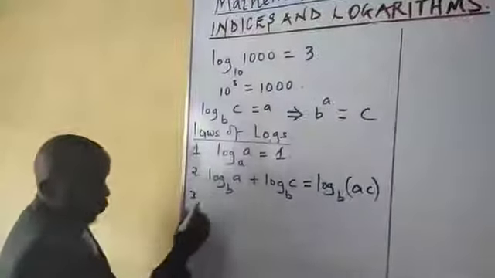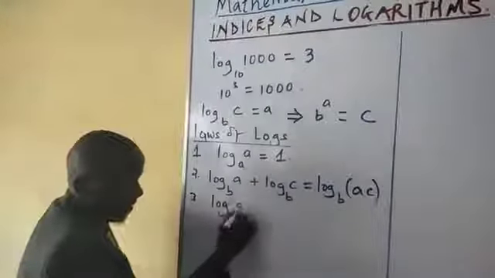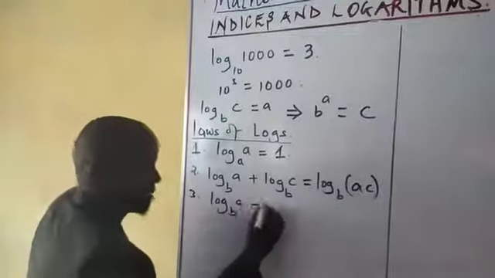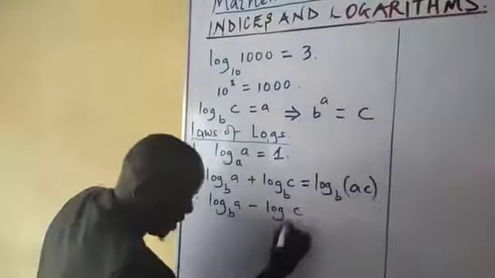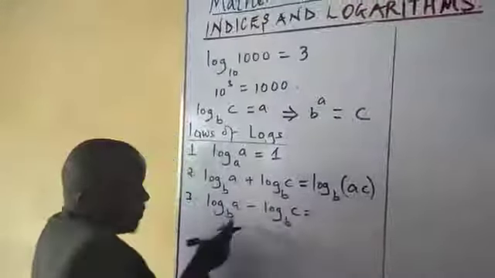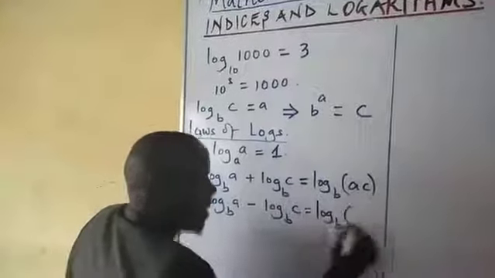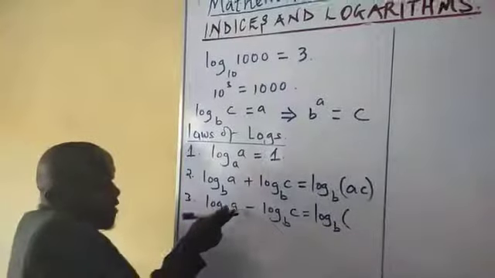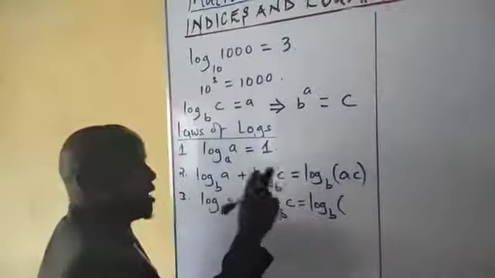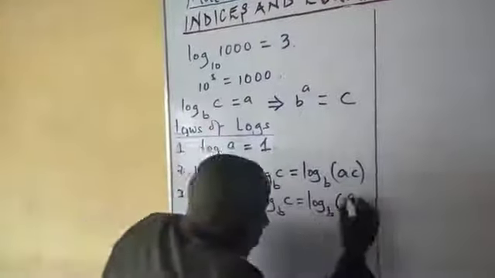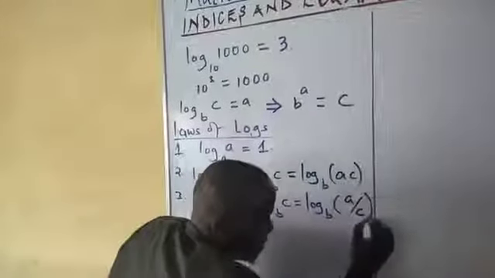On the other side, when we have the log of a to base b minus the log of c to base b, because the base is the same, we take the logarithm to base b, then we have the numbers a and c in this case being divided. Therefore, a divided by c, like that.